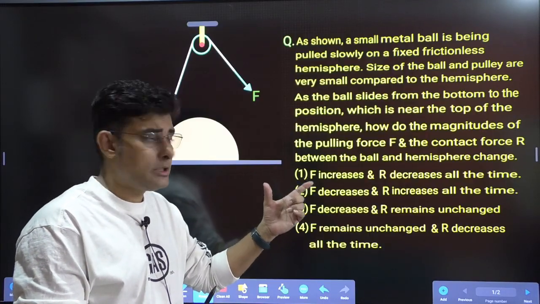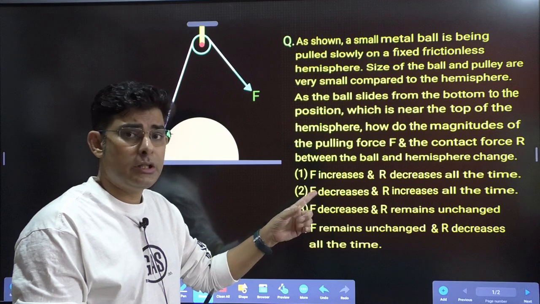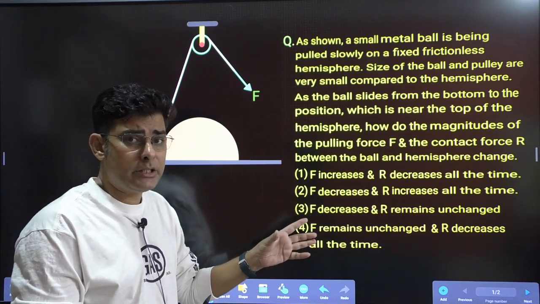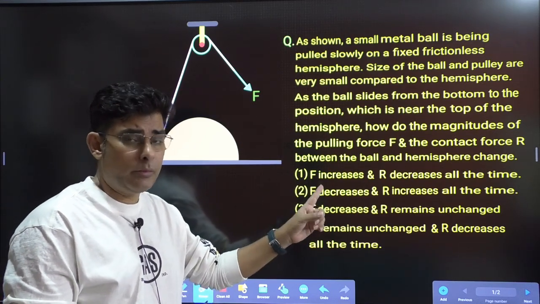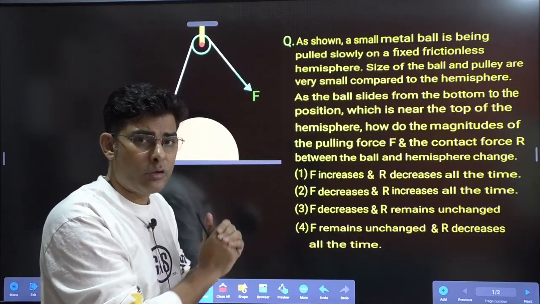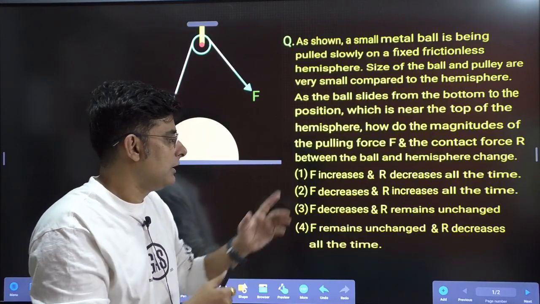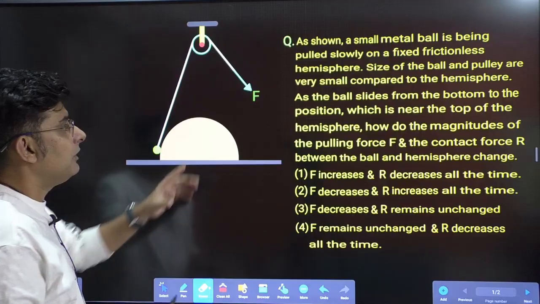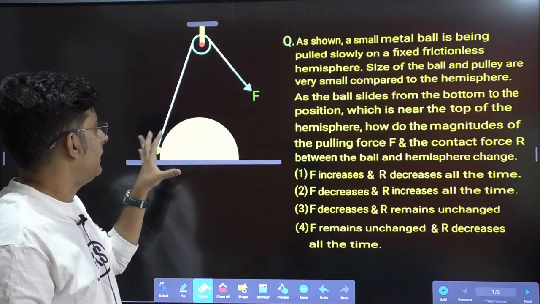Why? Because this question is from Newton's laws of motion and is a very interesting application of Newton's first law, case of equilibrium. We'll understand how equilibrium applies over here and how to solve the question properly. So let's see the question. Let me brief you about the question.